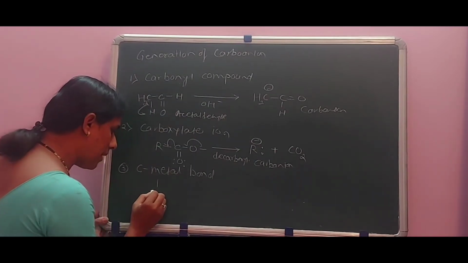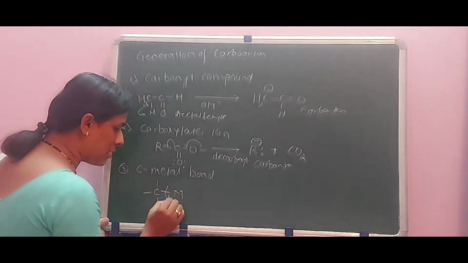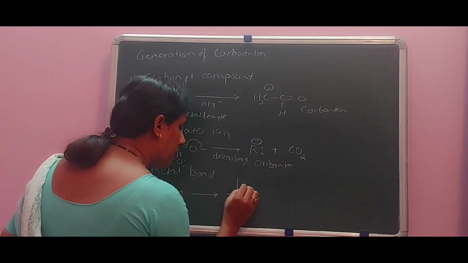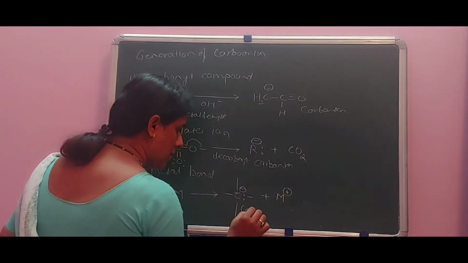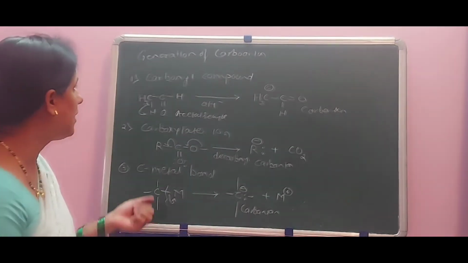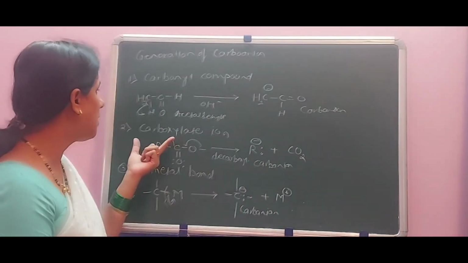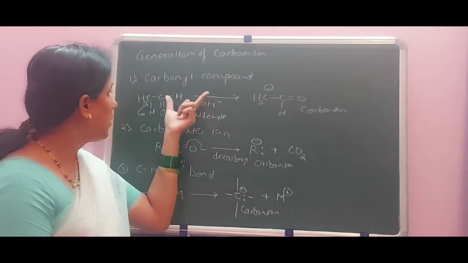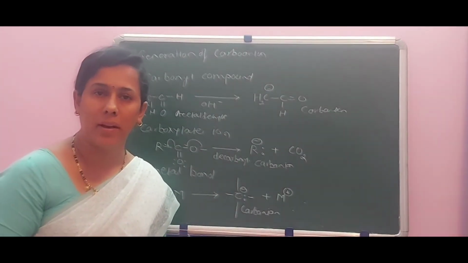Third is about a carbon-metal bond. Suppose this is a carbon-metal bond. When it is cleaved in this fashion, there is formation of this carbanion plus the metal as a positively charged ion. Thus, by using a number of methods, we can generate the carbanion. First, from alkyl halide. Second, by proton abstraction. Third, by using carbonyl compounds, carboxylate ion by decarboxylation, and from a carbon-metal bond.